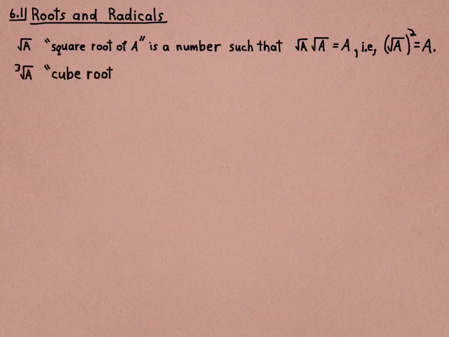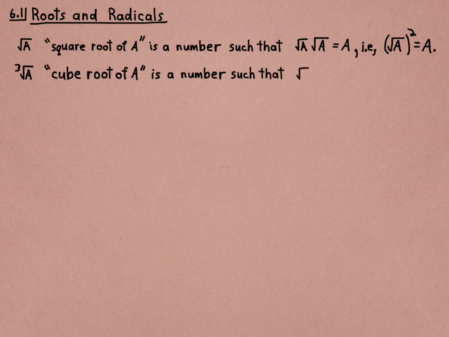Okay, this is called the cube root of A. There's a little 3 on the upper left corner there. It should not be in front of and on the same baseline as A. It should be up in the upper left-hand corner, kind of like an exponent is up on the upper right corner. So the cube root of A is a number such that if you take 3 factors of the cube root of A and multiply them, you get A.